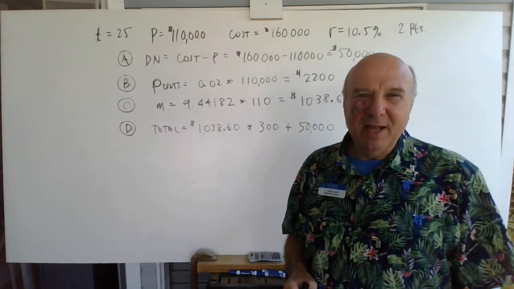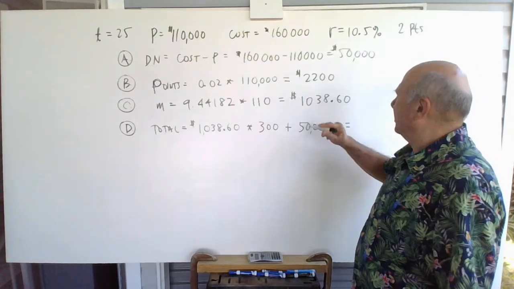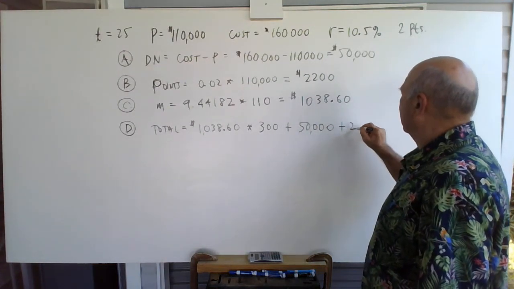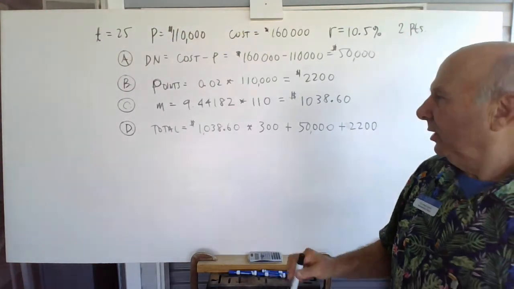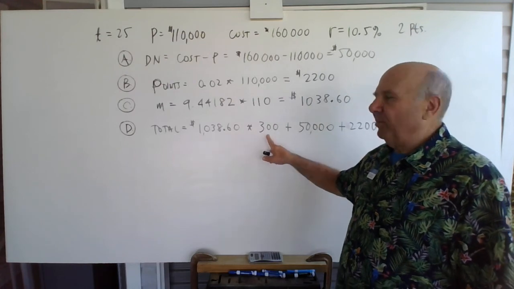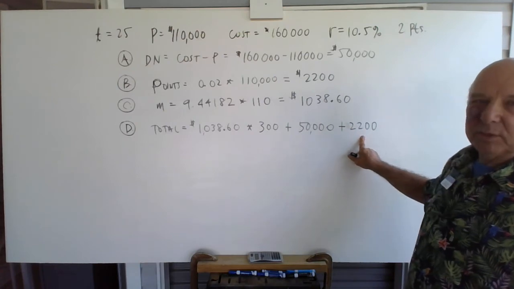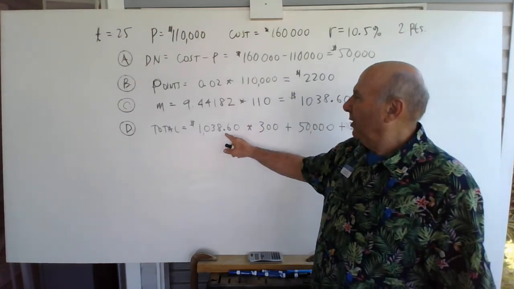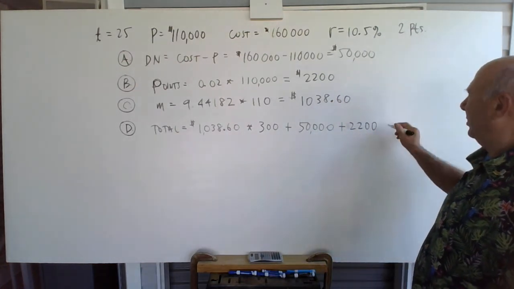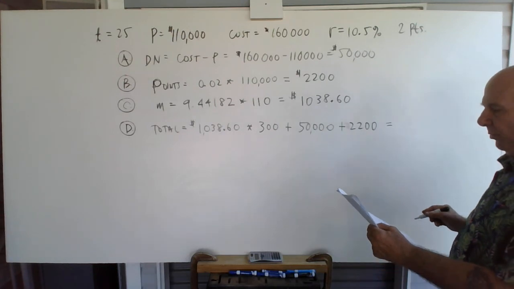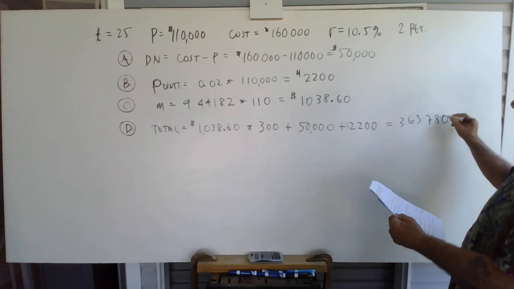Guess what I forgot? Who can see it? We just calculated the points. So we have to also add the points. I'm sitting here thinking, I forgot something. So this is P&I per month times 300 months. This is down payment, so that's part of the principal. This is part of the interest, the points. So you have 300 times M plus the down payment plus the points. So the total cost will be $363,780.